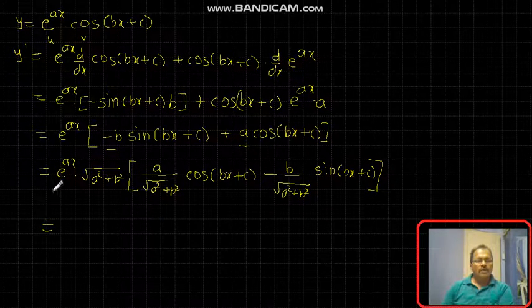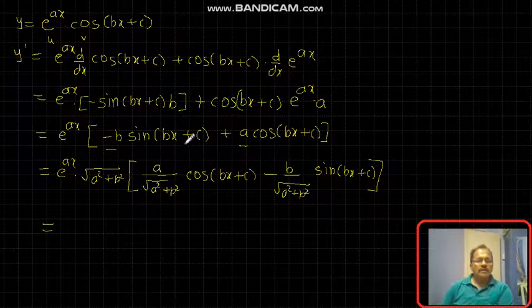Now before I move to the next step, let me explain why I have taken this a upon under root and b upon under root. If I square and add these two terms, I will get a square upon a square plus b square plus b square upon a square plus b square, which is equal to 1. So call any one of them as sin alpha, the other thing will be cos alpha.